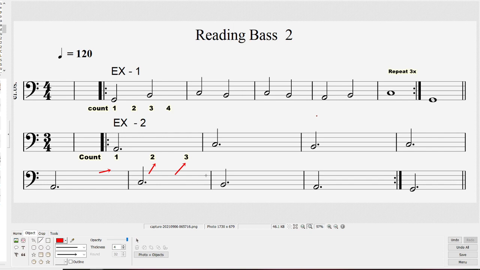If you see a piece of music in 3/4 time, you have to be ready to count in 3/4 time. 1, 2, 3, 1, 2, 3, 1, 2, 3. In this case, it's a dotted half note, so you have a 3-beat note, basically a half note plus a dot. So it would be 1, 2, 3, 1, 2, 3, 1, 2, 3, 1, 2, 3.